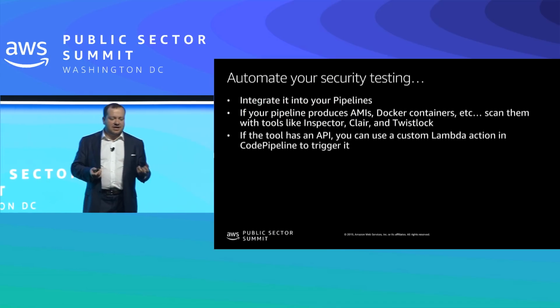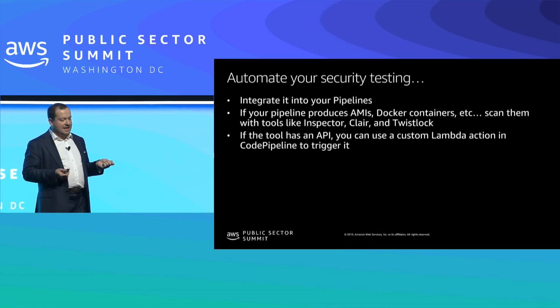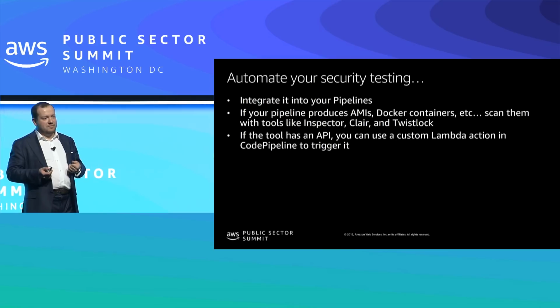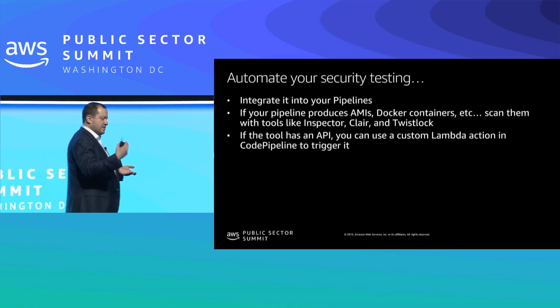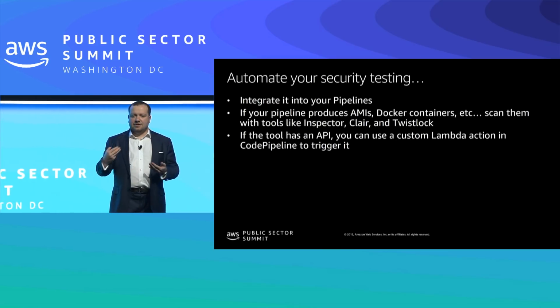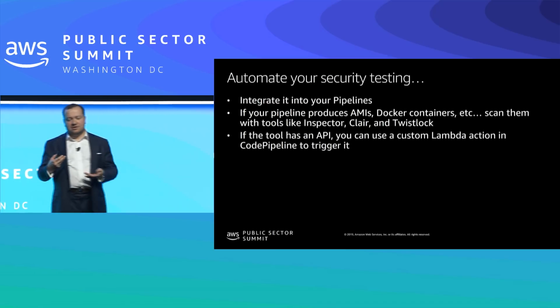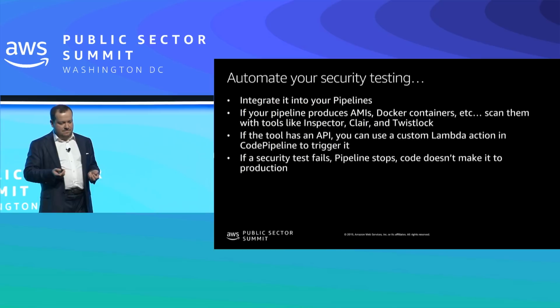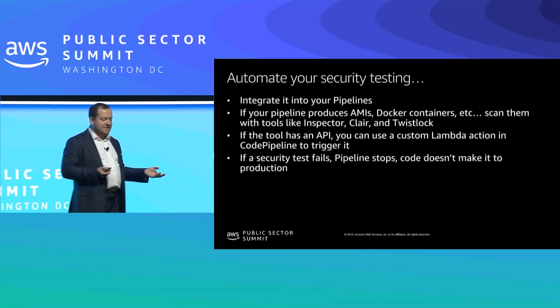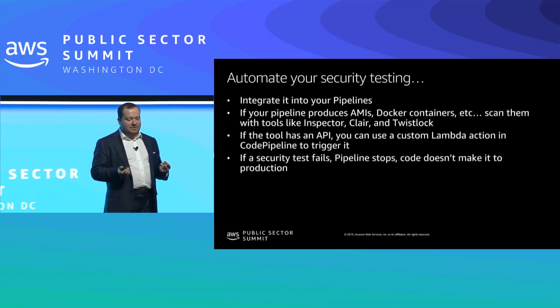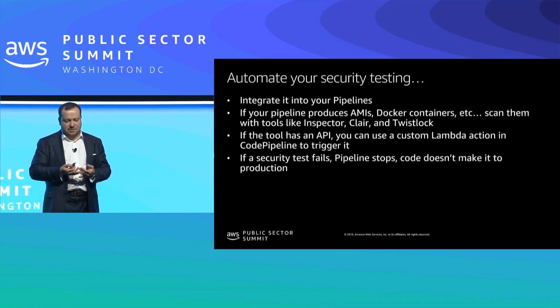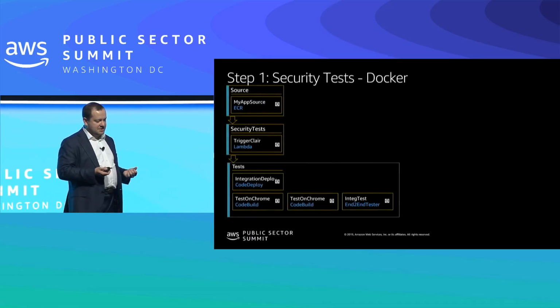Also, if you're using any other kind of tool and it has an API, that means you can build a custom Lambda action to trigger that tool from CodePipeline. You trigger it. You have the Lambda function wait for the tool to finish executing, you fetch the result, and you issue a pass or fail in your pipeline based on that. So again, if any of these security tests fail and you haven't integrated properly, you can make sure that anything that fails the security test does not make it to production. So let's take a look at how this looks.